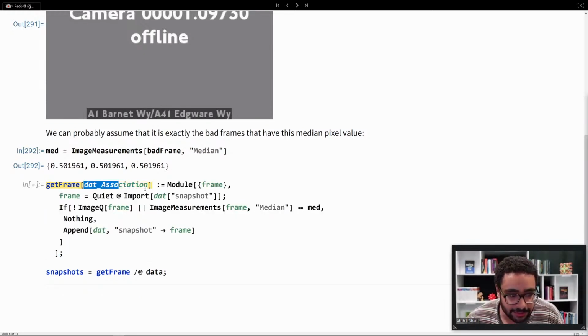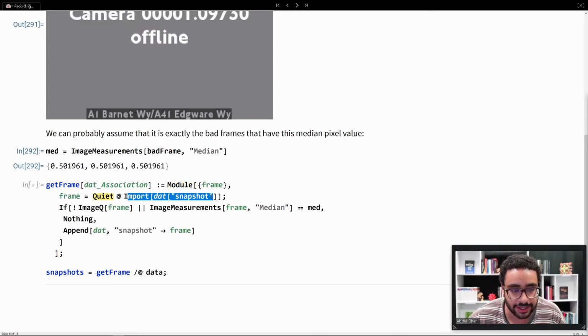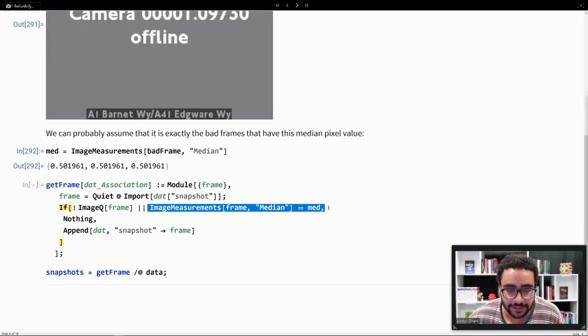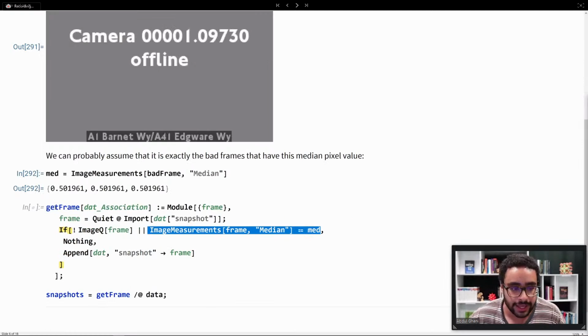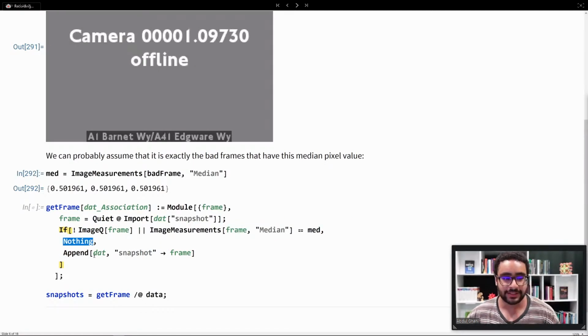How does this work? Basically, we take the sort of association that we saw above, and the first thing we do is try to import the snapshot. Then we say, if that thing we imported is not an image, so the importing failed, or if its median is this kind of gray here, which means we think it's not useful, then we return nothing. Otherwise, we replace the snapshot in that association with the imported frame.